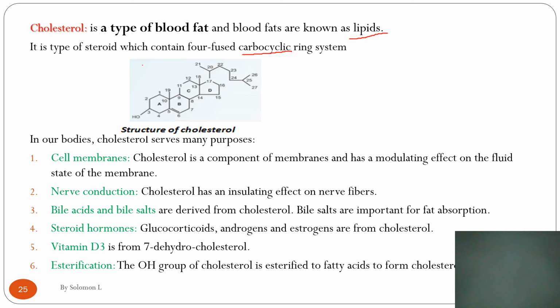For example, this cholesterol has a 4 fused carbocyclic ring system. This one is the first ring, the second ring, third ring, and the fourth ring. This cholesterol is formed from 27 carbon atoms that are joined together and with other molecules. Plus, in cholesterol, an OH group is attached to the third carbon. This is a special feature of cholesterol because this OH group helps cholesterol to be esterified with different molecules. Plus, this cholesterol has a double bond between the 5th and the 6th carbons.